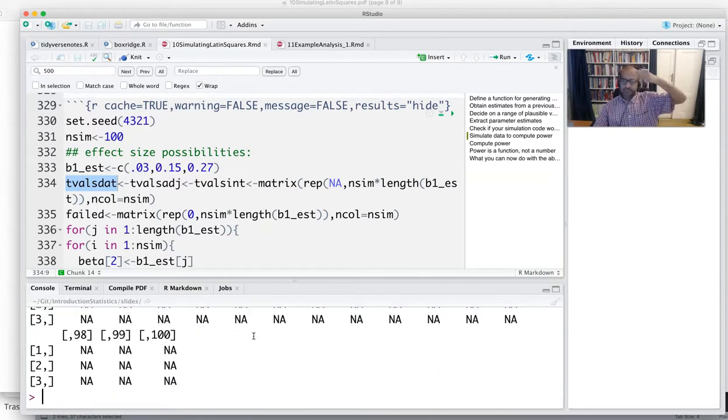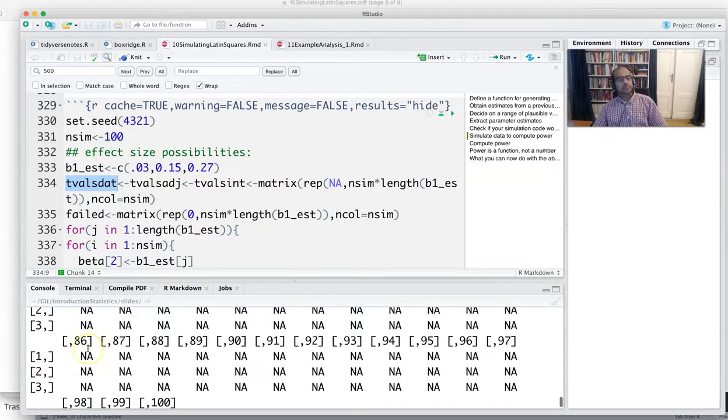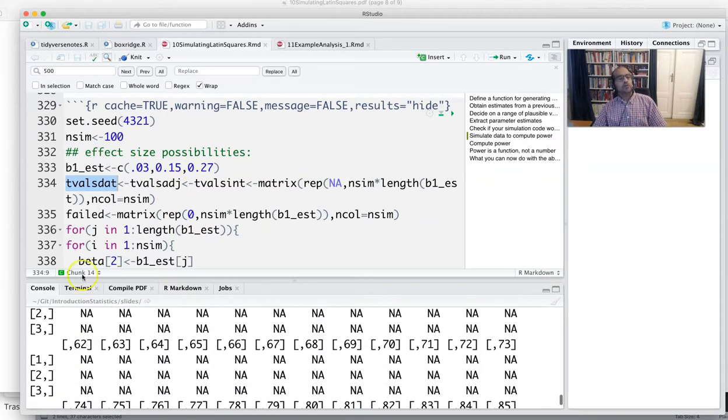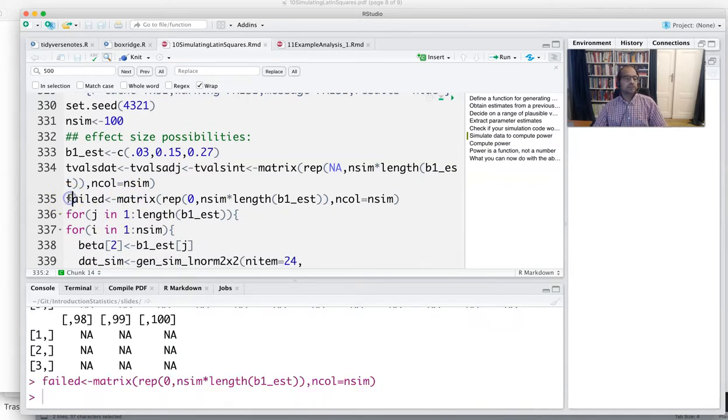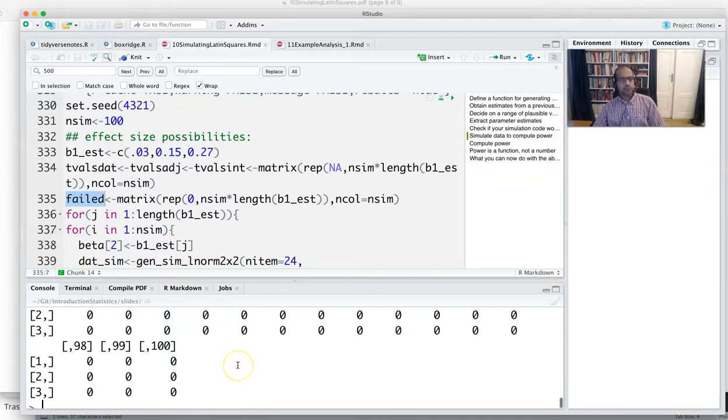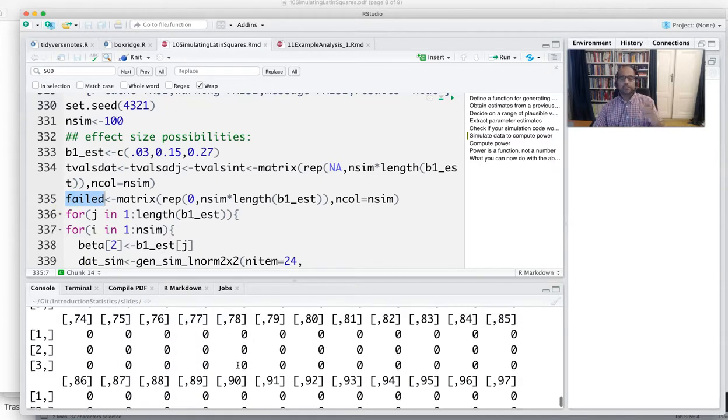I'm sorry, I flipped that in my head and reversed the order in which it's stored. So basically, this first row will represent all the t-values for this first number here, and then the second row will represent this one, and the third row will represent this one. I also create this failed matrix here. This failed matrix you can look at as having the same structure. It will contain a 1 whenever there's a convergence failure in a simulated model fit.